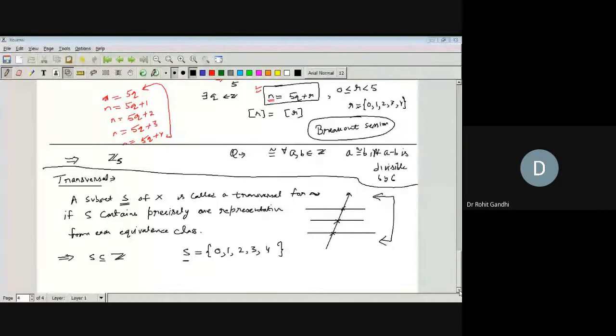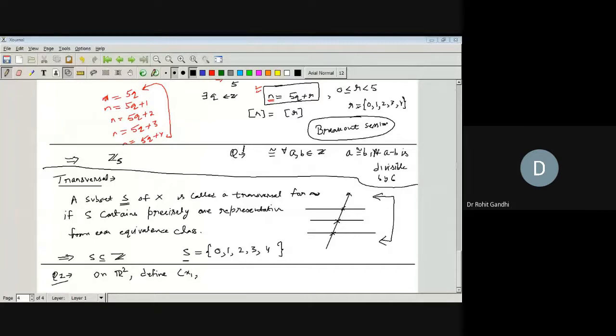Now I am giving you one question for your breakout session. Now I'm writing question number 2, right? You have to check whether the relation is an equivalence relation. First of all, that thing. Second, you have to check the equivalence classes. And third, you have to find the transversal of that. If you find it, then it's good. Otherwise, take it as your homework also.